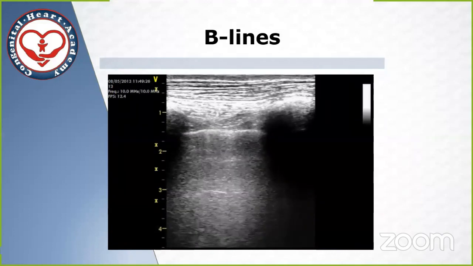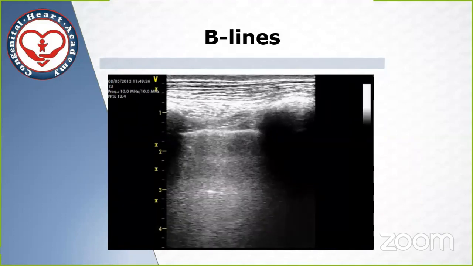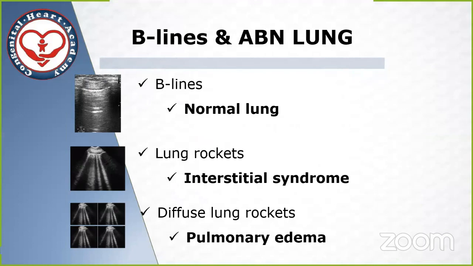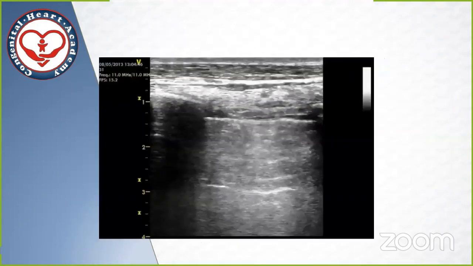B lines are comet tails that arise from the pleural line. There are more B lines the more fluid you have in the lungs, and it's a relatively easy way to identify the amount of pulmonary edema or interstitial edema that you will have on an echo screen.